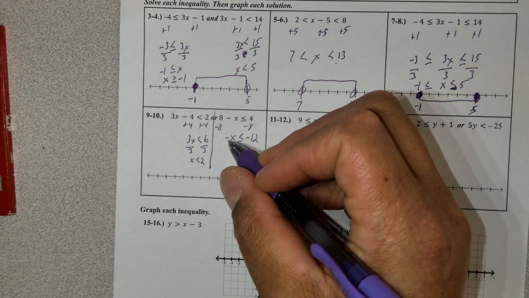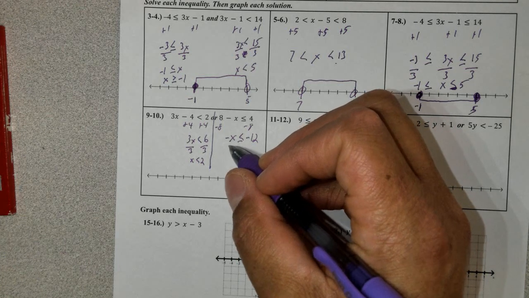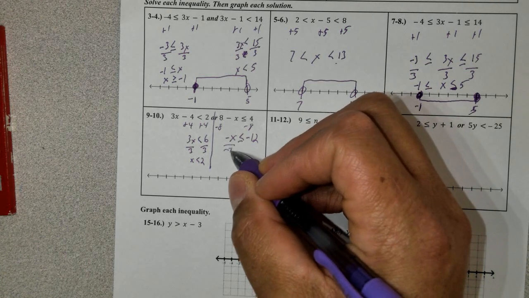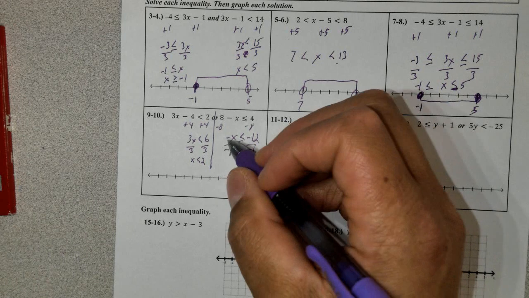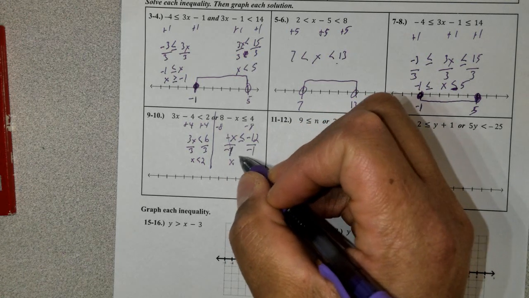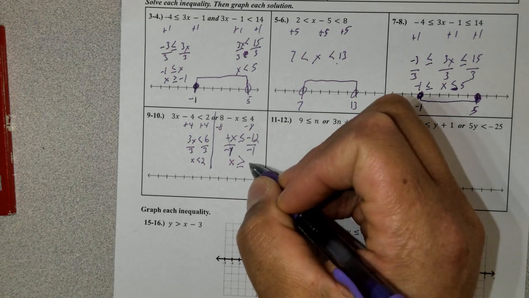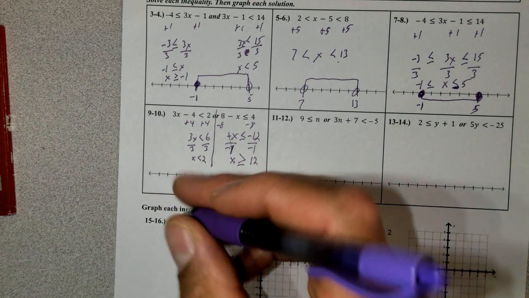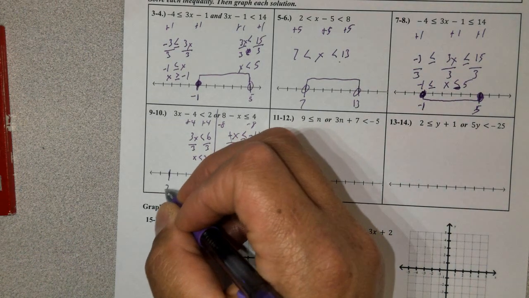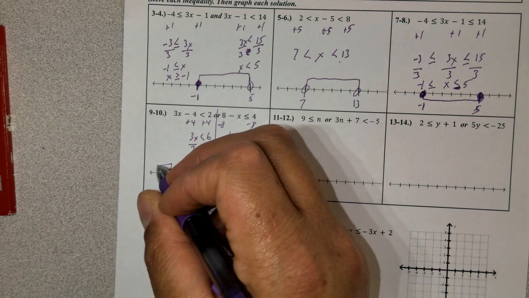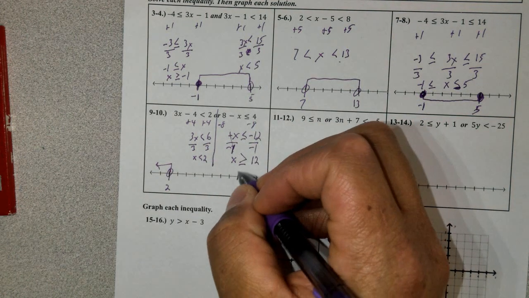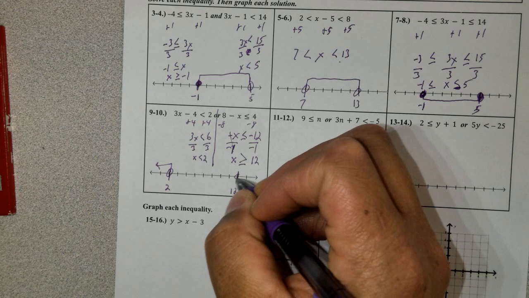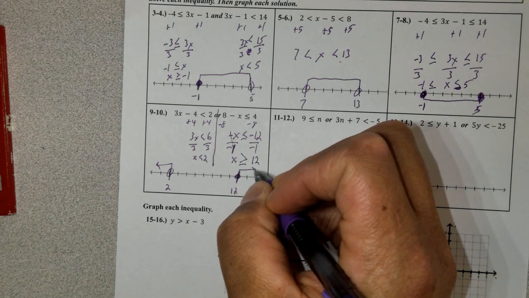Okay. Then I want to get rid of the -1 in front. That's that negative sign. So I divide by -1. Anytime I divide by any negative, my sign gets flipped like that. This becomes positive 12, and there's the other half of my answer. So here's 2, open dot, shade left. Here's 12, close dot, shade right.